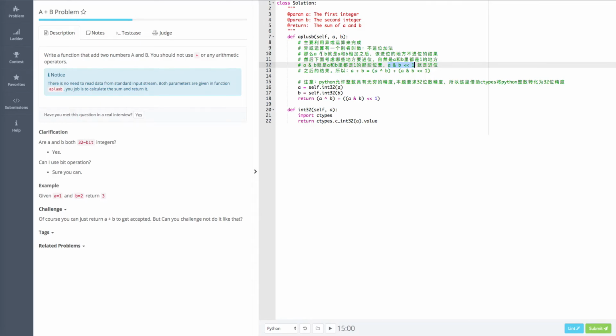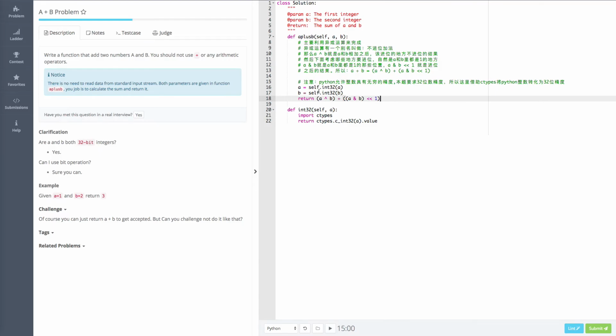So if you understand these two operations: A XOR B is A plus B without considering the carries. A AND B helps us find the carry locations. And A AND B shifted by one helps us find where we should add the carries. So in the end, A plus B can be converted to A XOR B plus A AND B shifted by one to the left side.